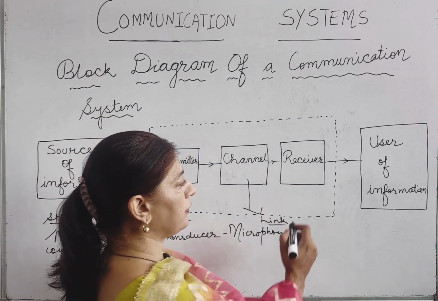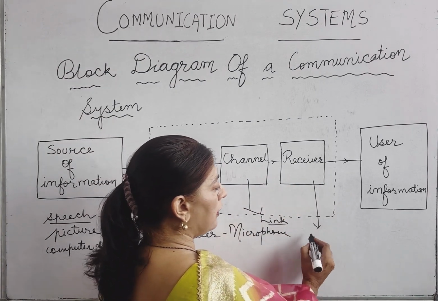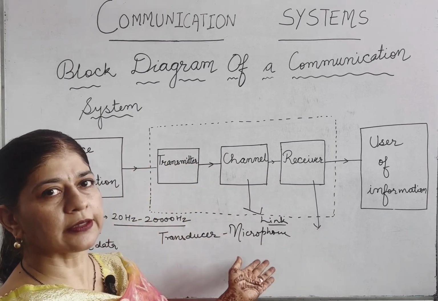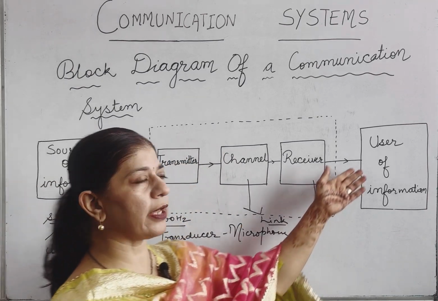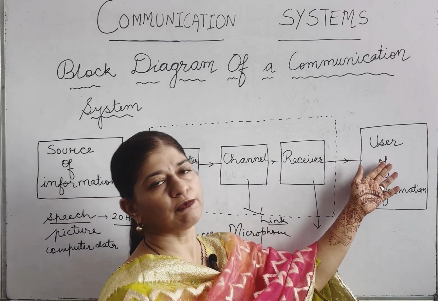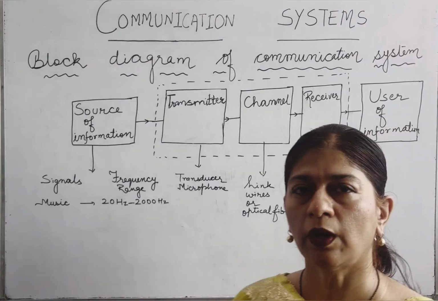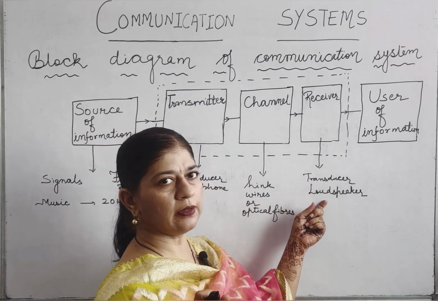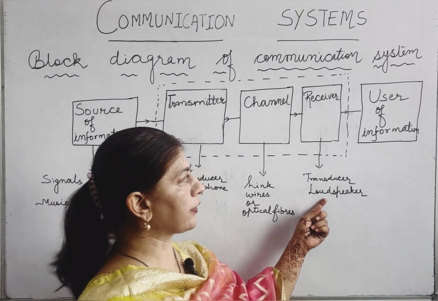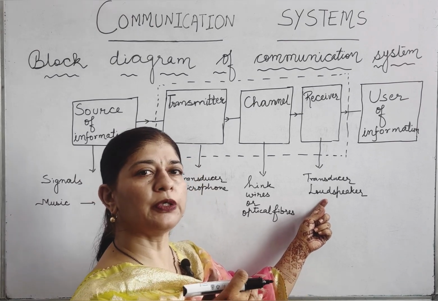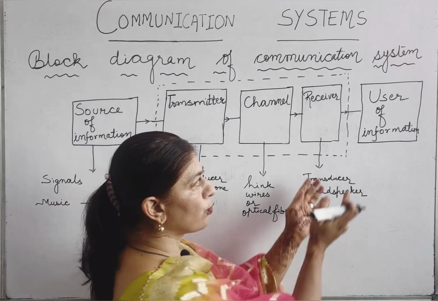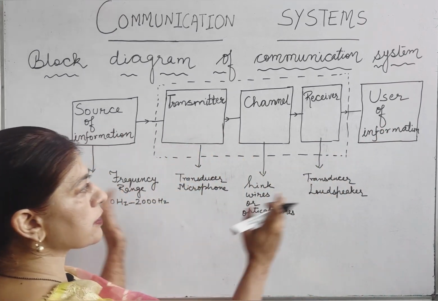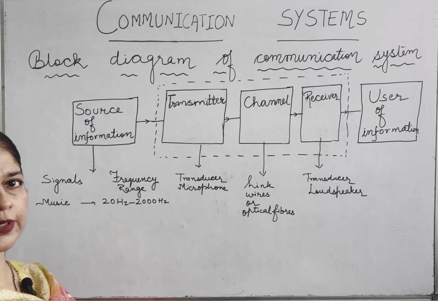Now, the other end, the receiver is having a component that converts back electrical signal into sound signal so that user can have the original form of the information. Now, the receiver is again having a transducer, that is loudspeaker, that converts the electrical signals fed to it back into the sound signals. And those sound signals can be used by the user. So this is how a communication system works.